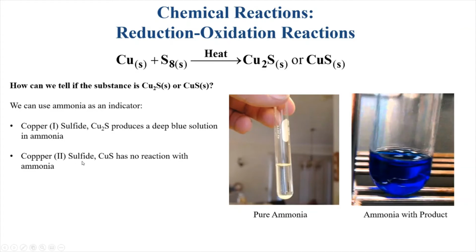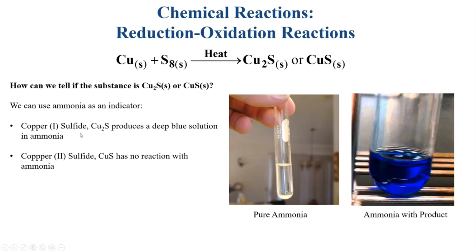And then we have copper 2 sulfide. So the question is which one of these did we make? So how can we tell if it's copper 2 sulfide or copper 1 sulfide? We can use ammonia as an indicator. Pure ammonia has a clear color. There's nothing in ammonia, and it looks like water.